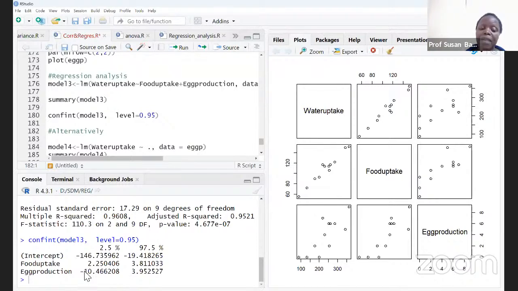I'm going to repeat. When you look at the confidence interval corresponding to egg production, the slope of egg production ranges from -10.466 to +3. So if you list all the possible values between -10 and 3, one of the values is 0, meaning that the slope for egg production is equal to 0. And when the slope is equal to 0, it means that there is no linear relationship. So this confidence interval is also confirming the result you've obtained in the regression analysis.